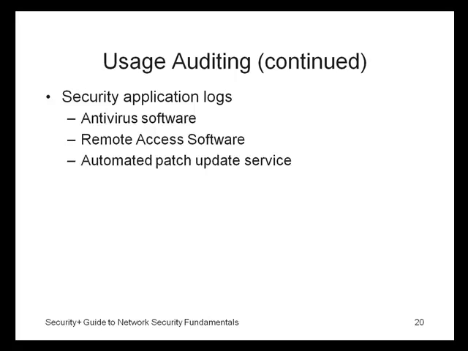Usage auditing: security application logs, antivirus software, remote access software, and automated patch update software. Antivirus software is something that you probably do want to have reported to you. And with centralized antivirus management, you'll get all this information coming back to the central management about the computers that have viruses, what the virus is. Some things you can do remotely. Most things you can't do remotely. You have to actually go to the machine.